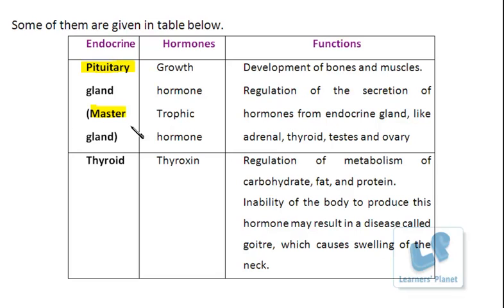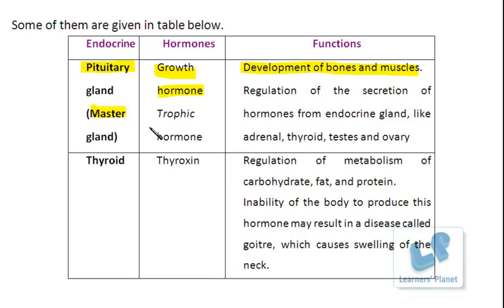That means it is regulating the function of all other endocrine glands. Thus it is known as the master gland. Now one example of the hormone which is secreted by this pituitary gland is the growth hormone. And you have studied about this growth hormone, right? This growth hormone participates in the development of the bones and the muscles, and this is why it also helps in the increase in the height and weight of the organism.